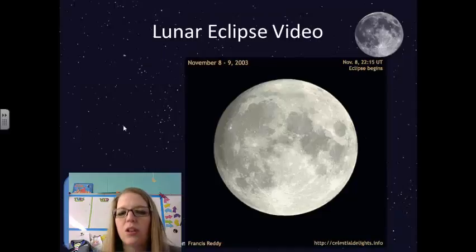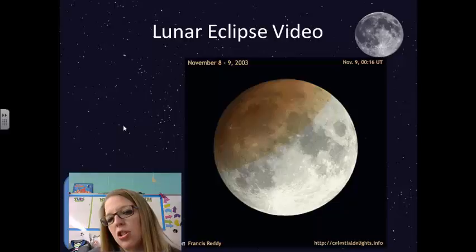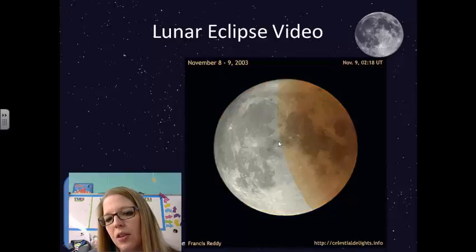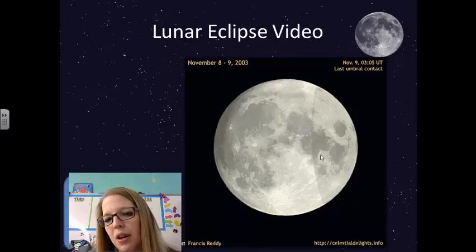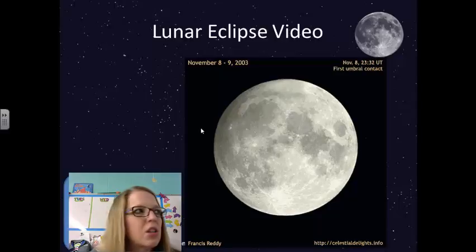Here's a video of a lunar eclipse from 2003, right when y'all were little babies, or maybe not even born yet. So you can see the Earth's shadow coming in, and then right about here is a total lunar eclipse. Now you see Earth's shadow moving out. It's getting lighter over here. There it is. And then the penumbra is gone. You can see kind of a penumbra piece right there. So that's what a lunar eclipse looks like. It just kind of goes reddish.